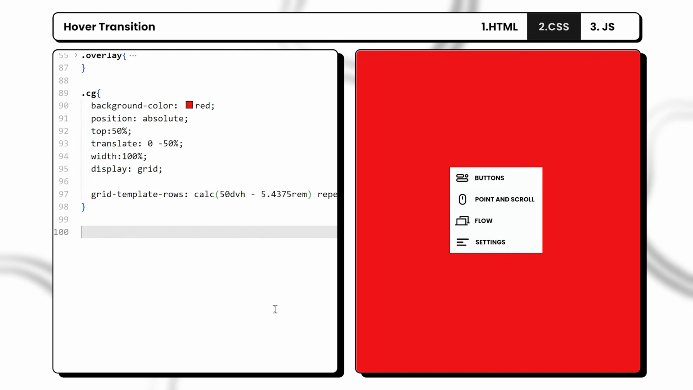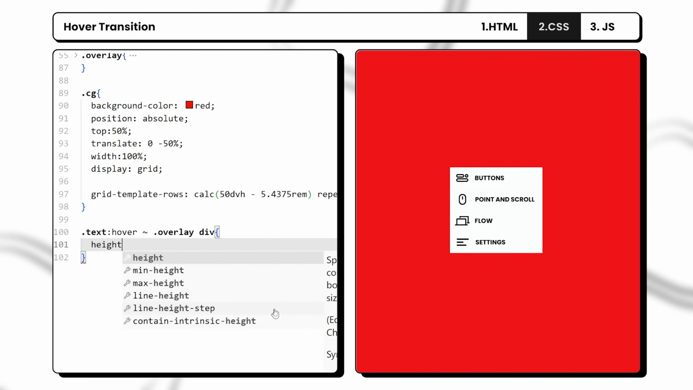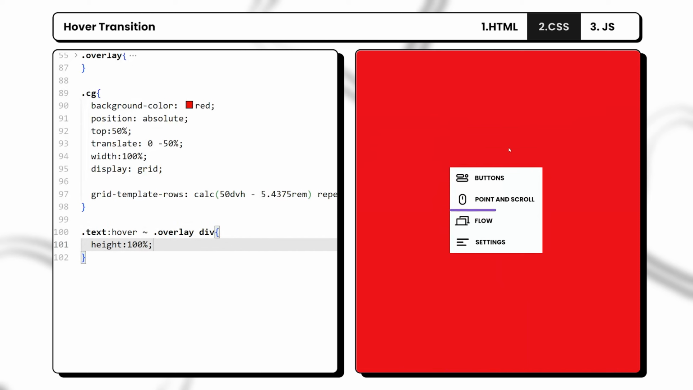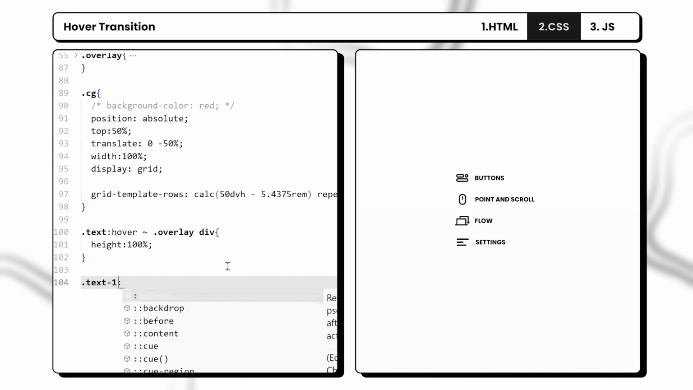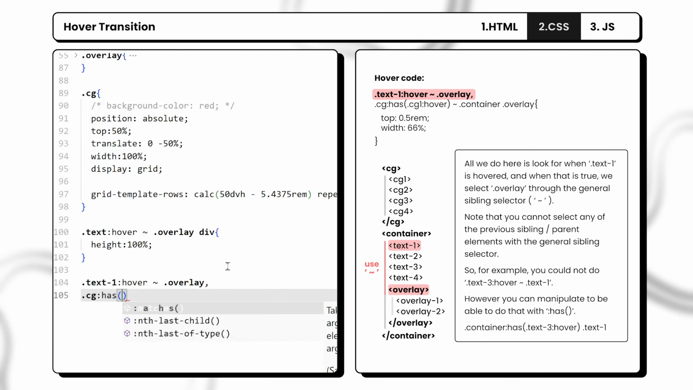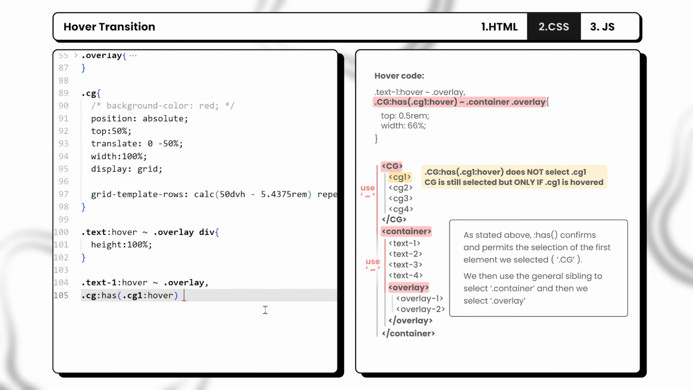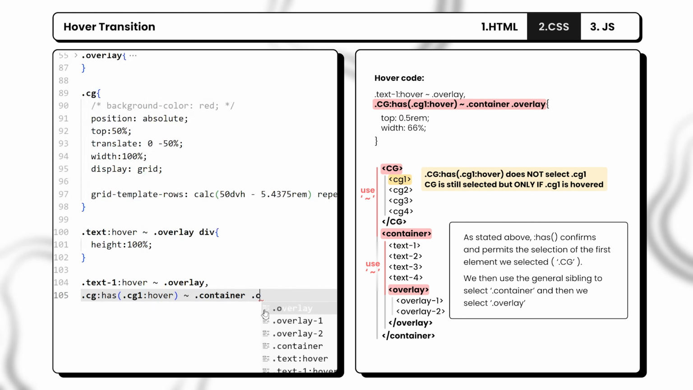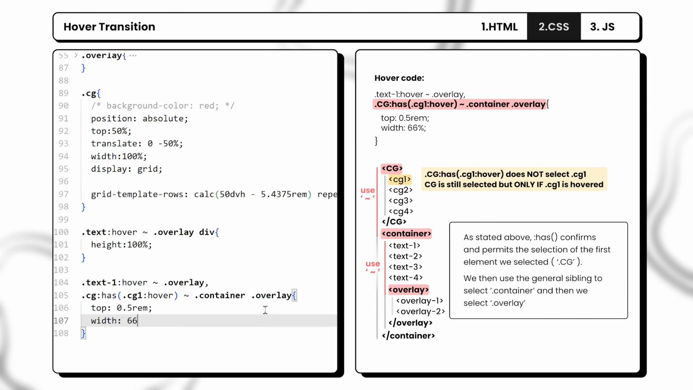So we will do .text:hover ~ .overlay div, and then do height 100%, and there we go. Now let's comment out the background color of red, and next we will have .text1:hover ~ .overlay, .cg:has(.cg1:hover). This is basically when we hover on the first text and the first CG1. So then we do ~ .container .overlay. And then we will set top to 0.5rem and a width of 66%.